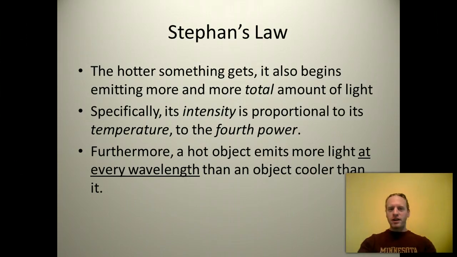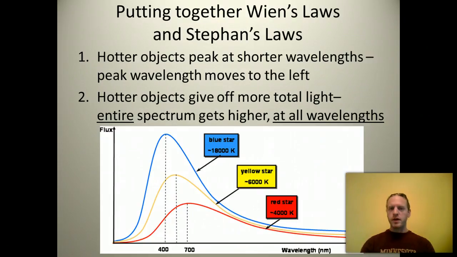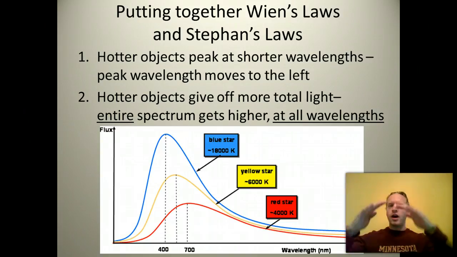And furthermore, in Stefan's law, not only do objects start giving off more and more light, but they actually give off more light at every single wavelength. So let's look at this, okay, putting this together here. A, hotter objects give off shorter wavelengths, or their peak wavelength is shorter. So the whole graph shifts to the left. And B, hotter objects give off more light overall. The whole graph shifts upwards.